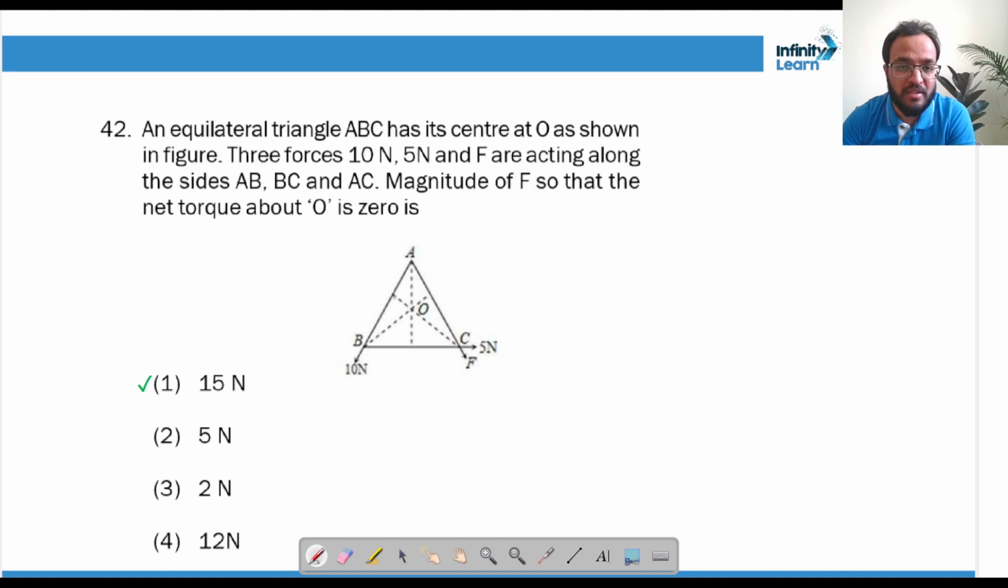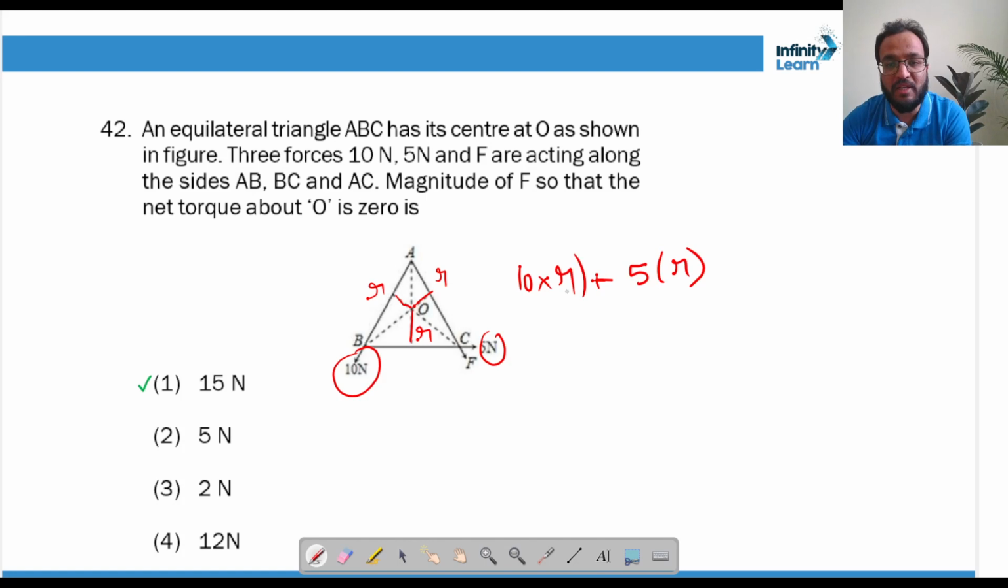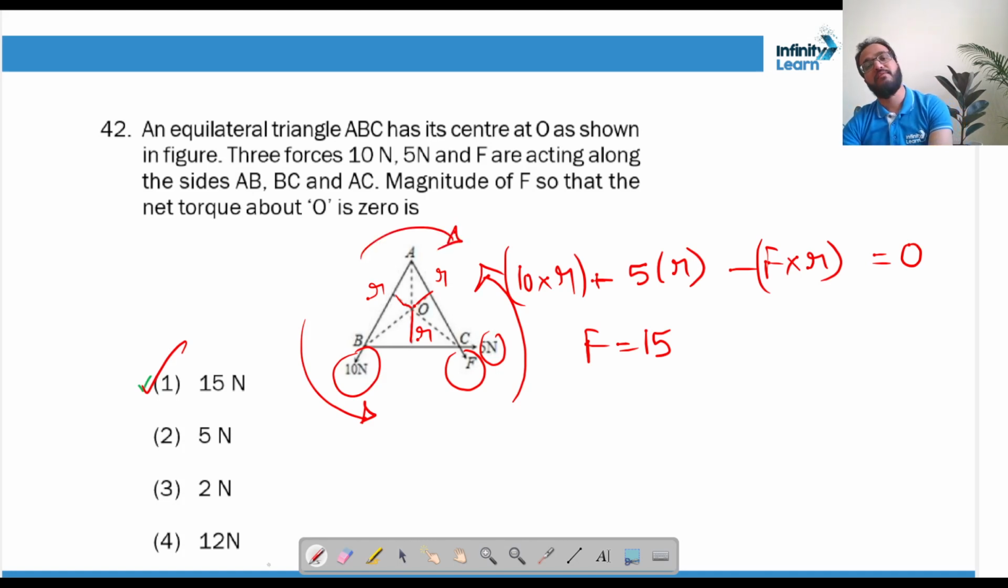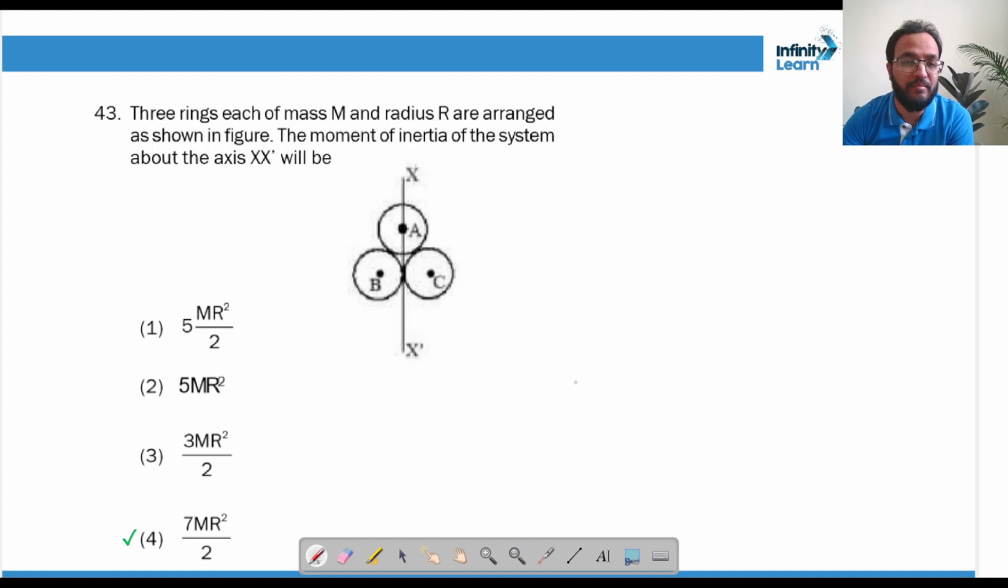Now obviously this is the perpendicular distance, let's take it as r and r. Okay, so the torques have to be balanced. So the torque of this force will be 10 into r, torque of this force will be 5 into r, they are in the same direction, but the torque of capital F is in the opposite direction, minus F into r. Net torque is 0, so F is equal to 15. Can you see that? 10 newton is trying to rotate like this, 5 newton is trying to rotate like this, but F is trying to rotate in the opposite direction. So that is why I have taken the torque of F to be negative.